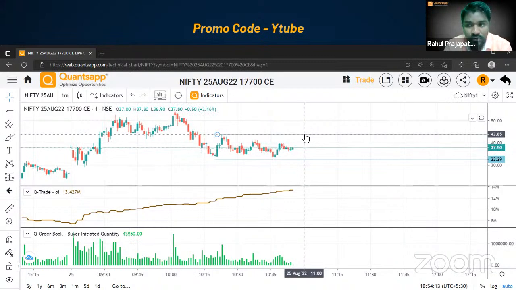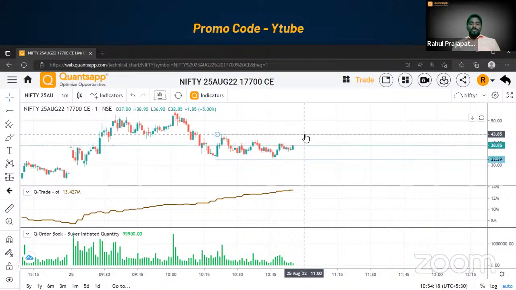So 45 rupees is the level that I would be looking at to create a long position in this. And 30 rupees is okay as a stop loss, if I just want to put the trade.